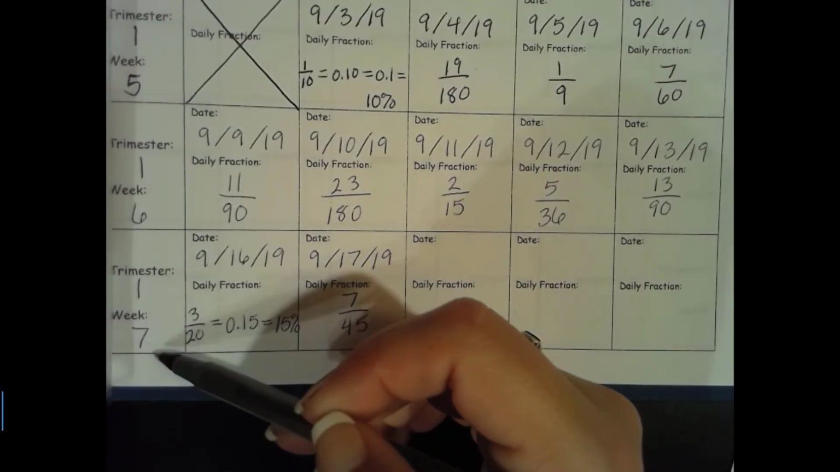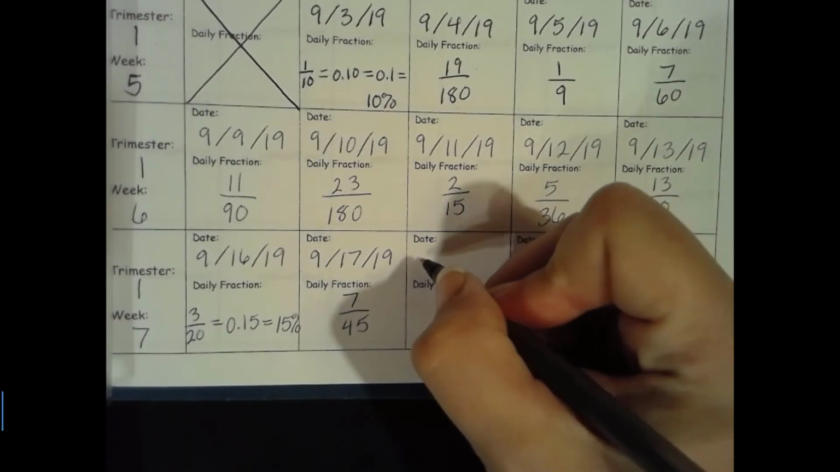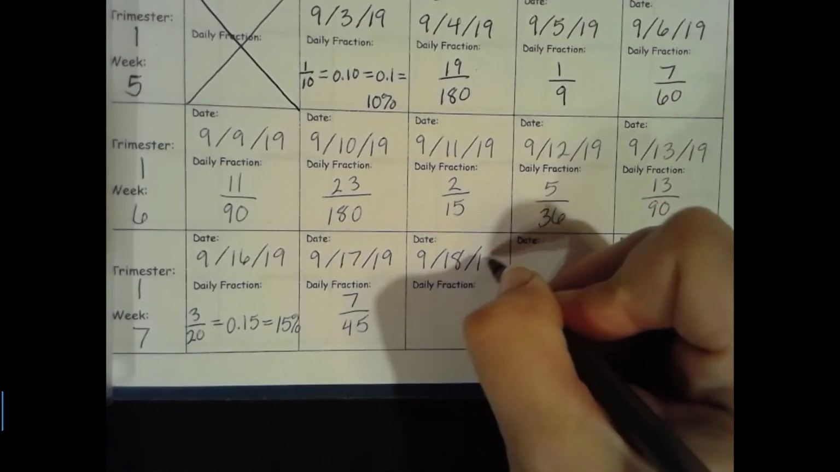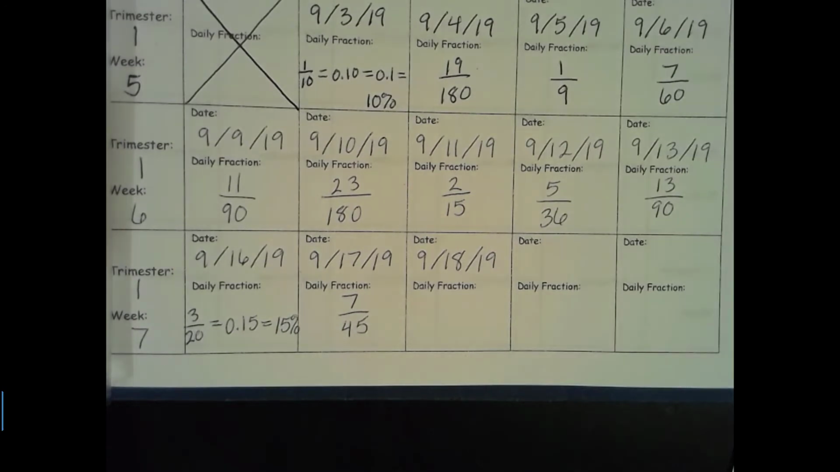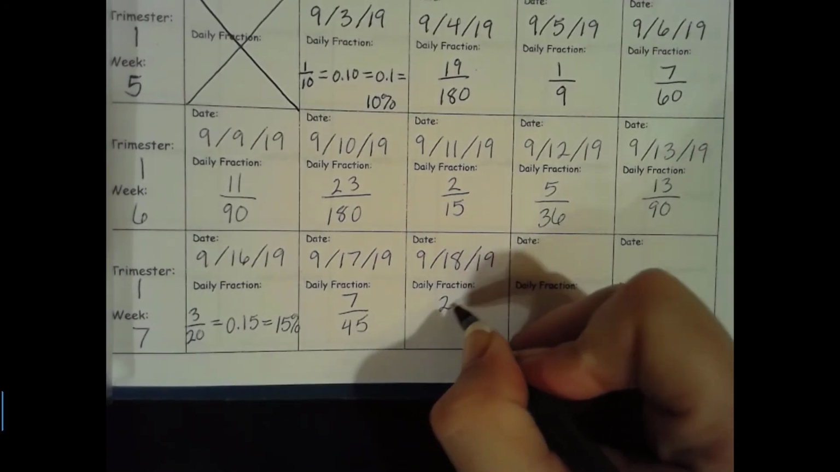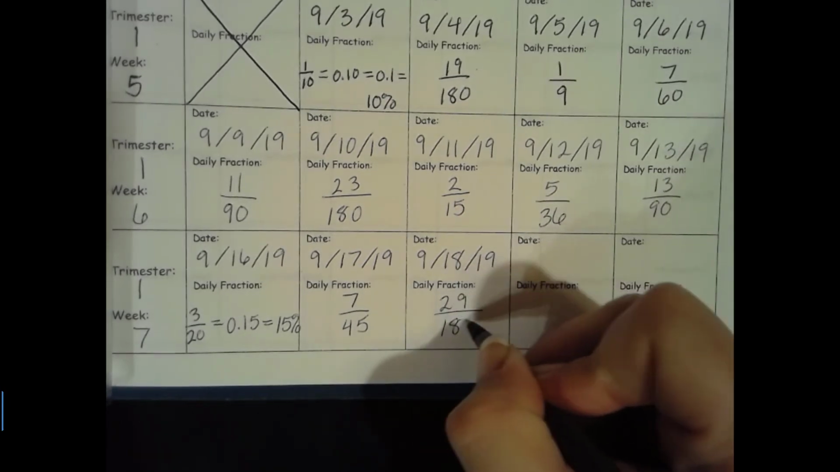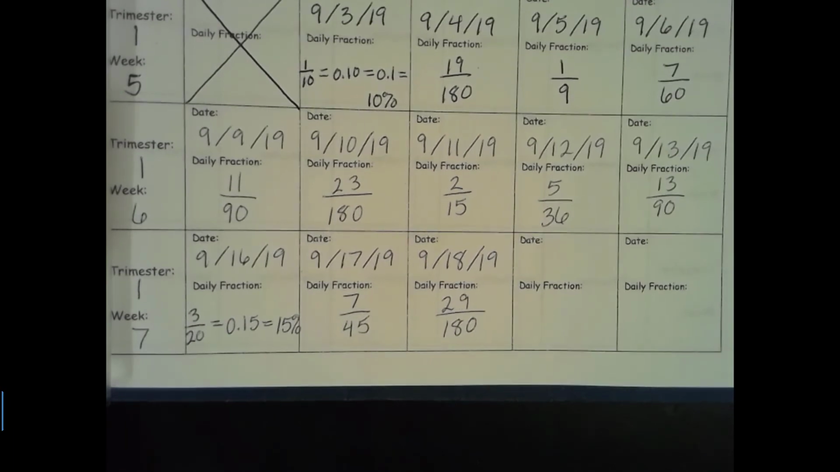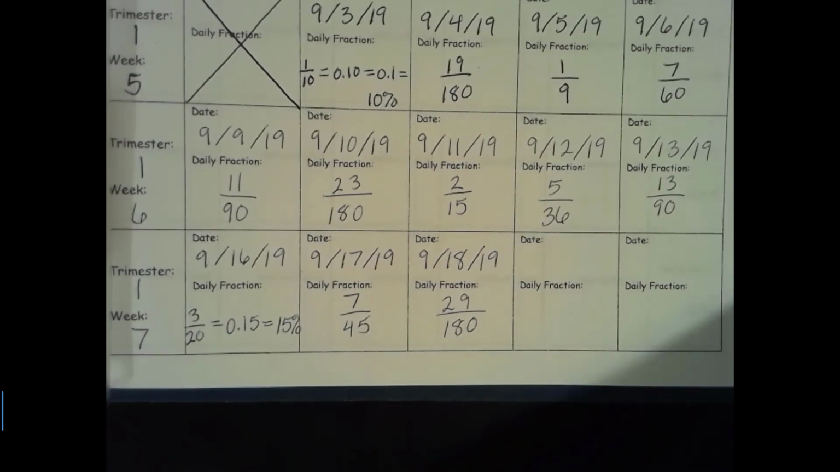Trimester 1, week 7. Our date today is 9/18/19. And our fraction for today is 29/180. 29 is a prime number, which is not a factor of 180. So 1 was our greatest common factor.